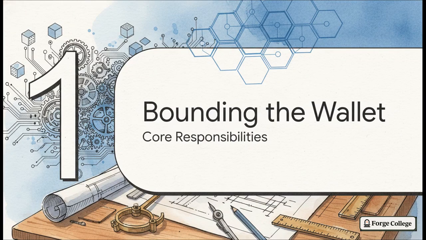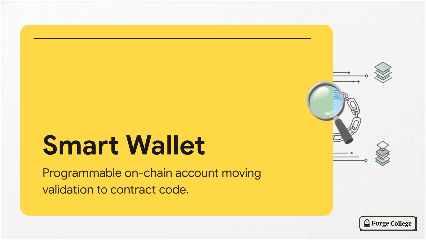Starting off with Section 1, bounding the smart wallet and its core responsibilities. Before we can build anything, we really have to define our terms. So what exactly is a smart wallet? Well, conceptually, it's a programmable on-chain account that takes validation, policy, and recovery logic, rips it out of the external signer, and drops it right into contract-level code. And that separation, that is the absolute magic trick here.